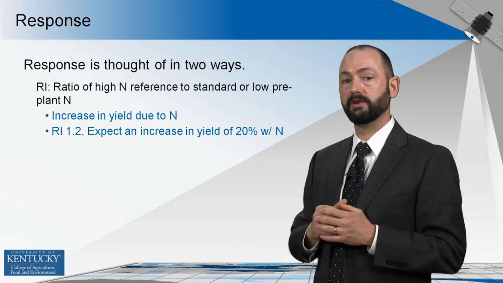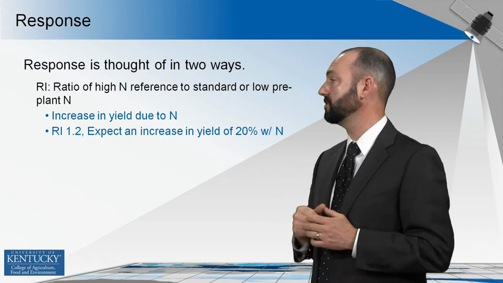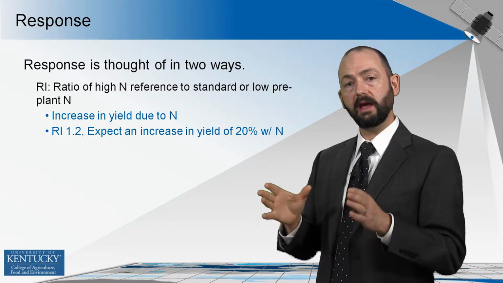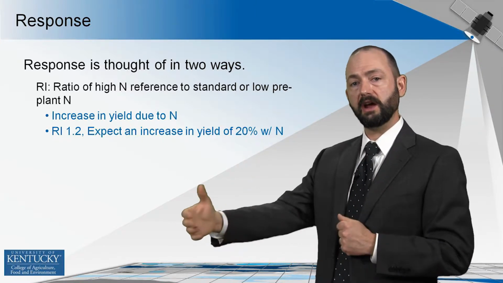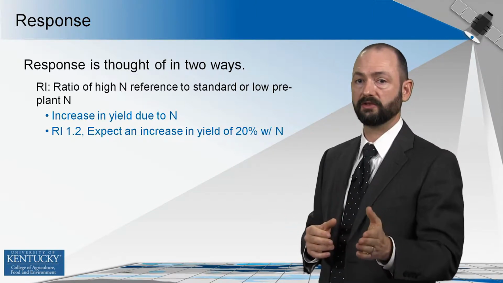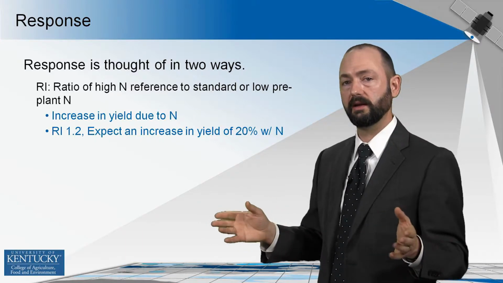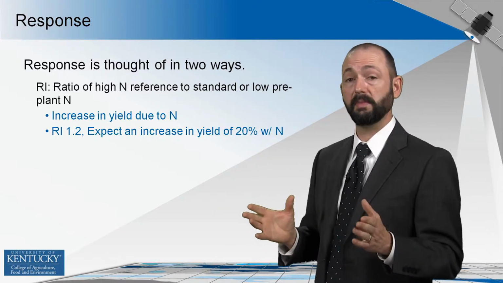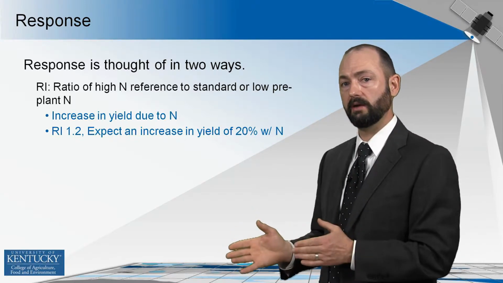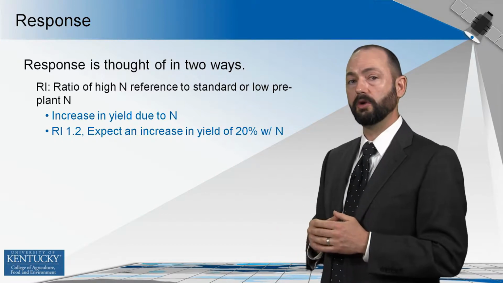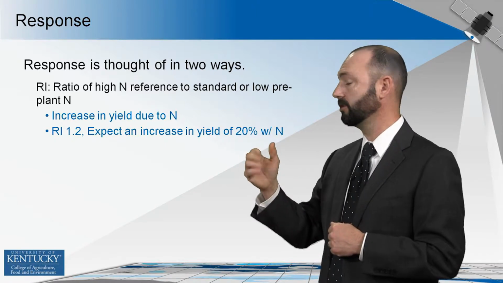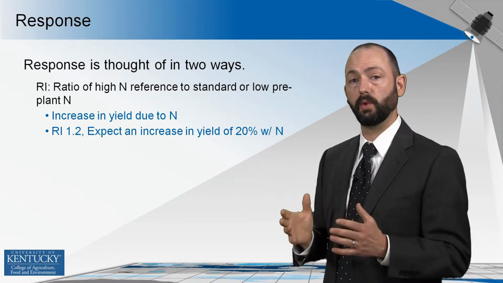Response can be thought of in two ways. We can have a response index, which is a ratio of a high-end reference area to a standard or low pre-plant nitrogen. So we go out at planting, say in a corn crop, and we have an area where perhaps we didn't put down any starter nitrogen, and then we have an area where we put extra. And then we treated the rest of the field with 20% of what we thought the crop needed. So maybe we went out with 50 pounds per acre of nitrogen, and in the high-end reference area we put down 150 pounds. In the low-end reference we put down 0 pounds per acre. The ratio of those two is the increase in yield due to nitrogen. So with a response index of 1.2, we expect a 20% increase in yield with nitrogen.